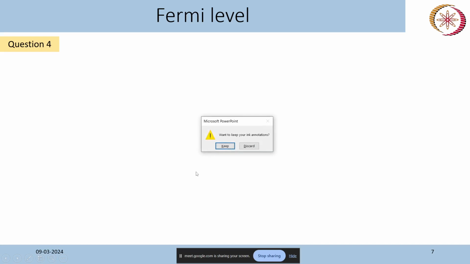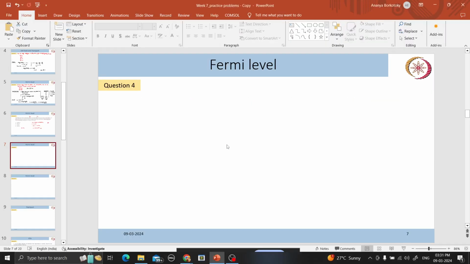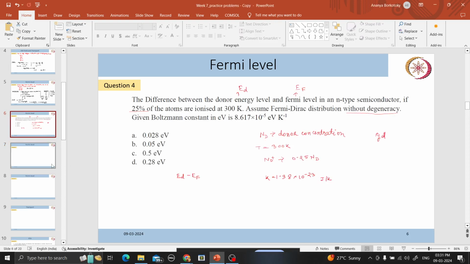Let me save this part also so that I don't discard everything and have to write from the beginning.